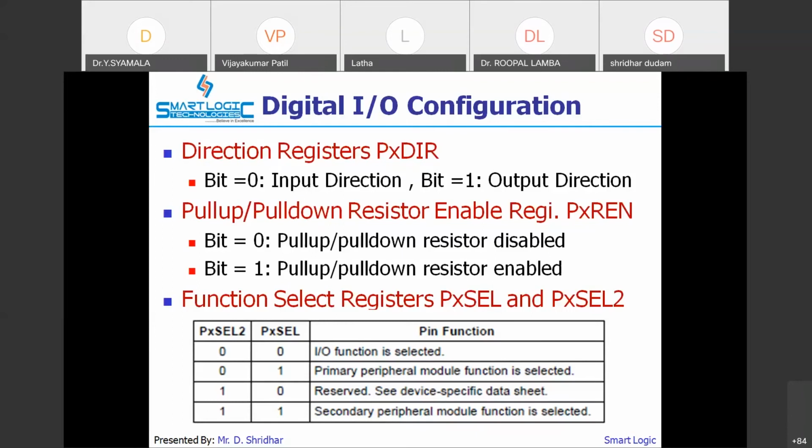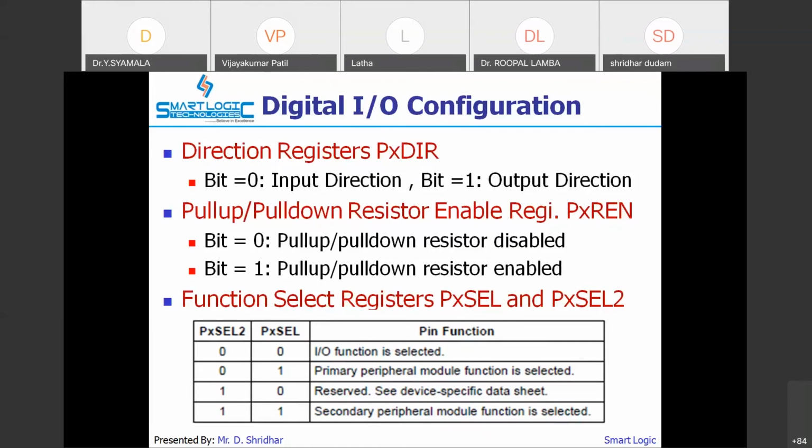Once you have selected it as a GPIO, you then have to set the direction, whether you want to use it as an input pin or an output pin. PxDIR means I can write P1DIR or P2DIR; the x is replaced with the corresponding port number. So I can write P1 direction, P2 direction, P3 direction. P1 is port 1, P2 is port 2, and so on.